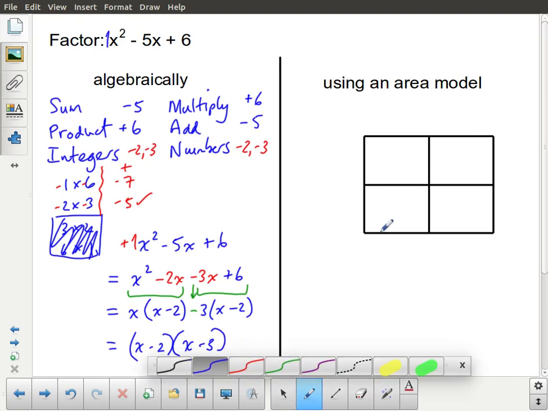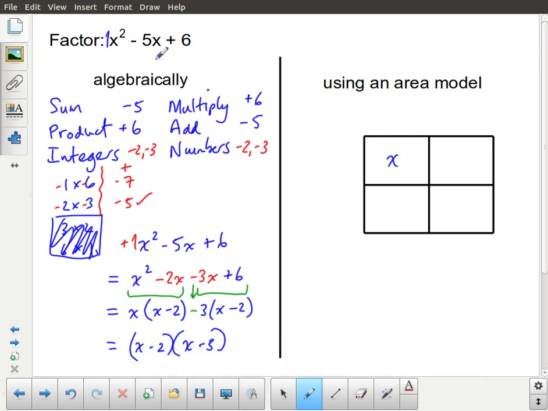Okay, what about the area model? With the area model, it's kind of like what we did with the algebra tiles. We start with the corners, x squared and positive 6. Now in this case, this is pretty simple in the sense that x squared can only be x times x. That's the only way for us to make an x squared. But positive 6, there's actually a number of ways that I could make positive 6.